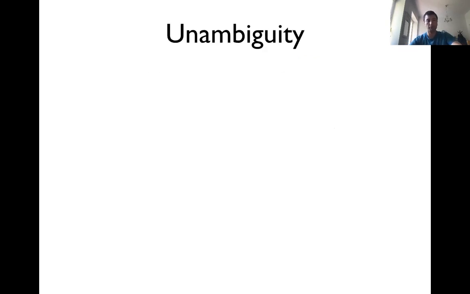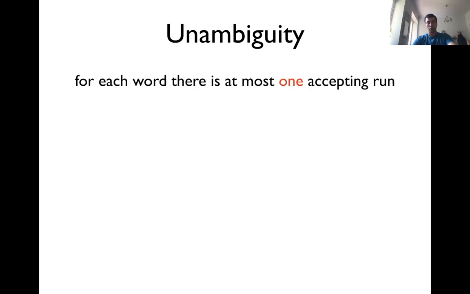What is unambiguity? This is some restriction of non-determinism. We can say that a register automaton, finite automaton, or automaton with counters or stack is unambiguous. And we say that a general system is unambiguous if for each word there is at most one accepting run. So either a word is not accepted, so there are 0 accepting runs, or it's accepted, but then there is exactly one accepting run.